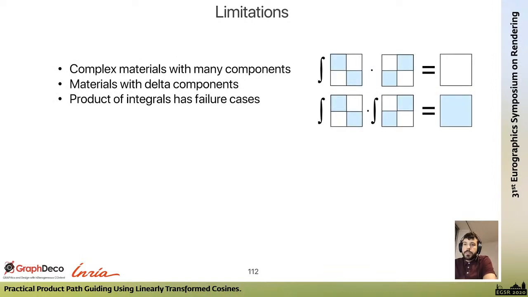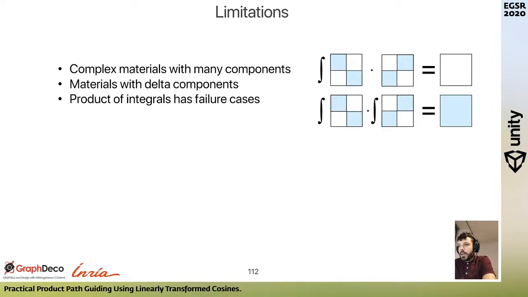Also, our approximation with product of integrals has its own failure cases in theory. As you can see, if the two functions are very different from one another, like in this case, the two checkerboards, then the results are not as good, as they have a big difference. But in all of our testing, we haven't seen such an issue.